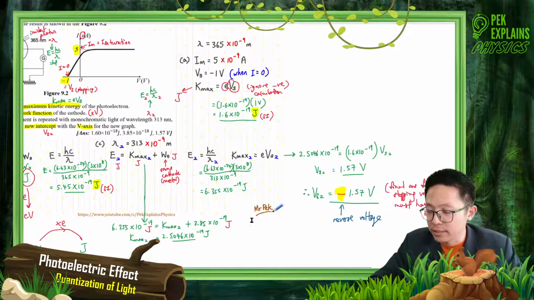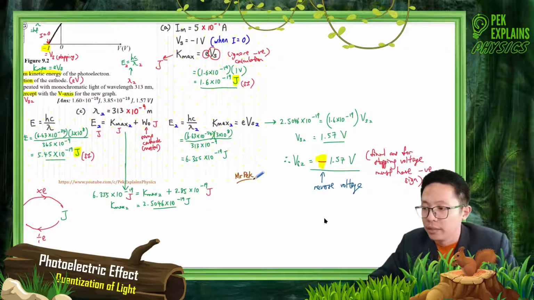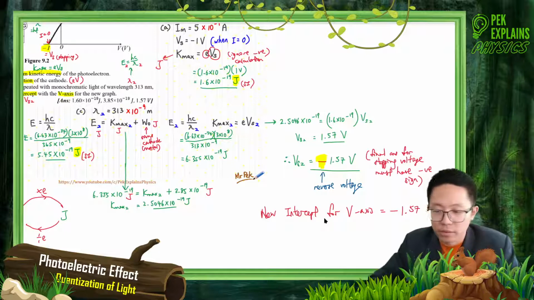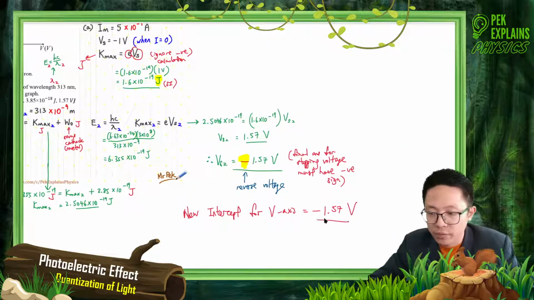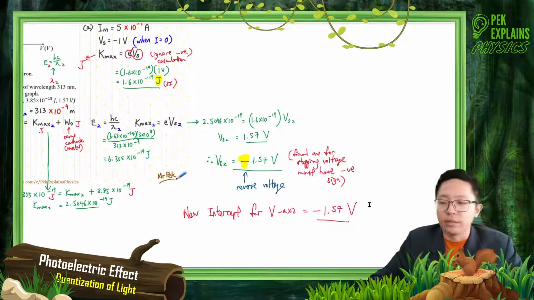So is the answer correct? Yes, it is correct: negative 1.57. So that's the intercept. The new intercept for the V axis is the stopping voltage, which is negative 1.57 volt. Okay, rewrite this one. So that's all for this question.